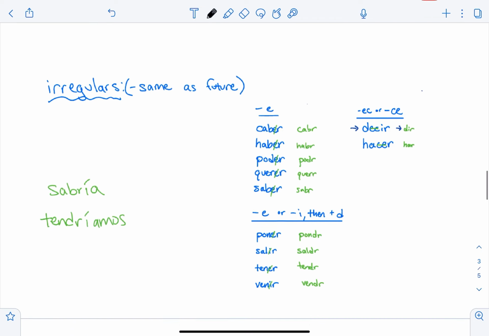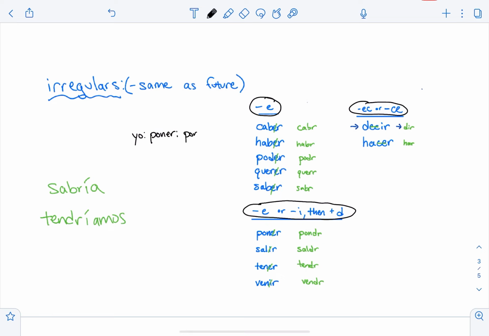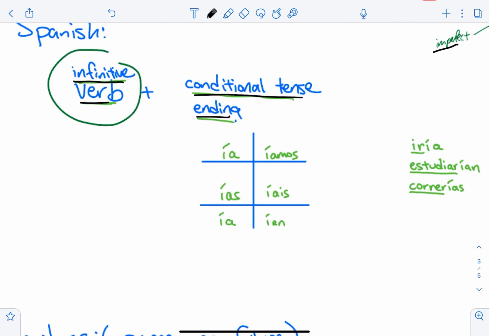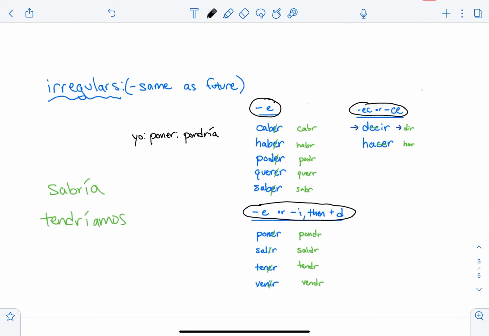There are some irregular verbs in the conditional. They are the same irregulars as the future, and they're sorted into 3 categories. The category where you minus the E, the category where you minus the EC or the CE, and the category where you minus the E or the I and add a D. So for example, if I wanted to conjugate yo for the verb poner, it would not be ponería, it would be pondría. Same endings, ía, ías, ía, íamos, íais, ían, but the stems are different. And with these verbs, you have to memorize them.